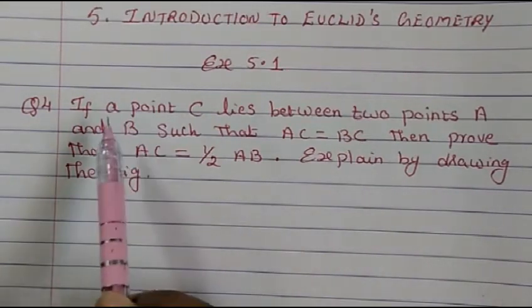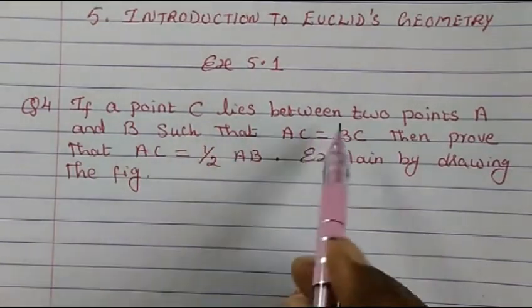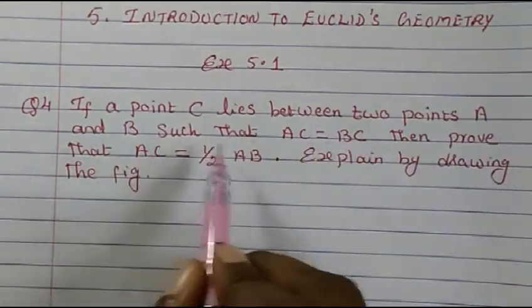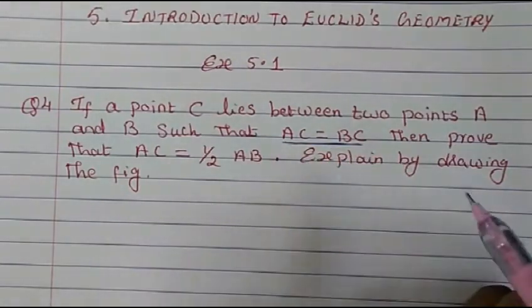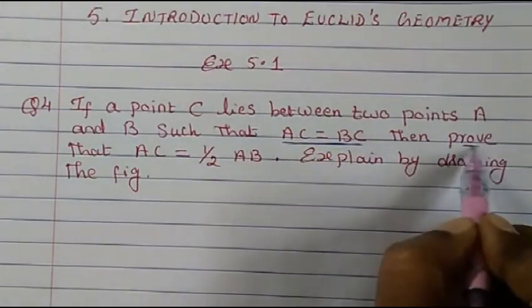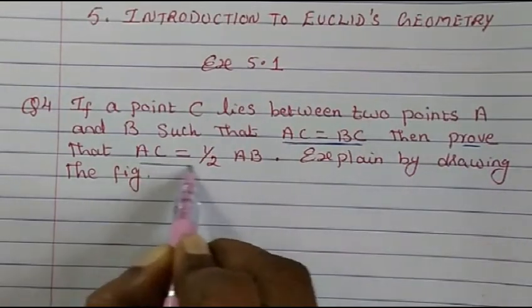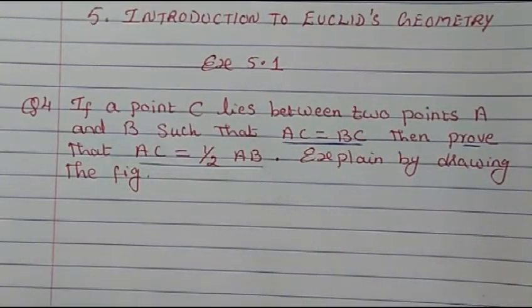So what we have to prove: if a point C lies between 2 points A and B such that AC is equal to BC, then we have to prove AC is equal to half of AB. So we have to explain by drawing the figure. So let's draw the figure.